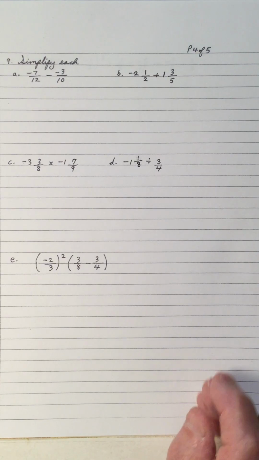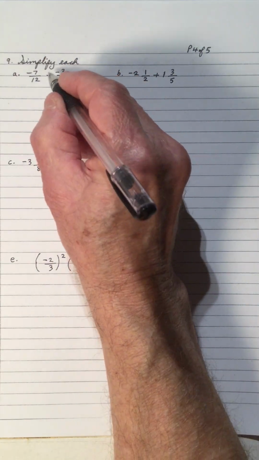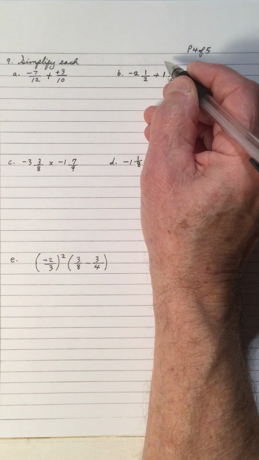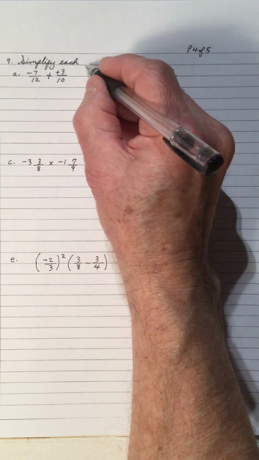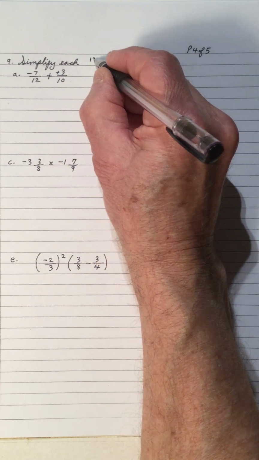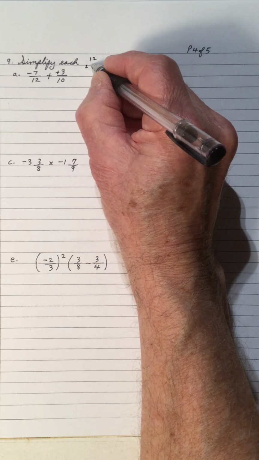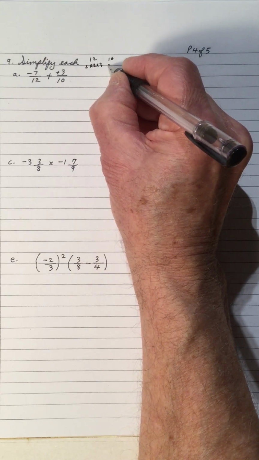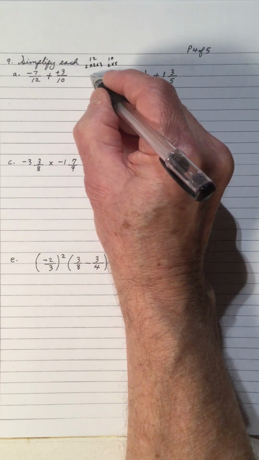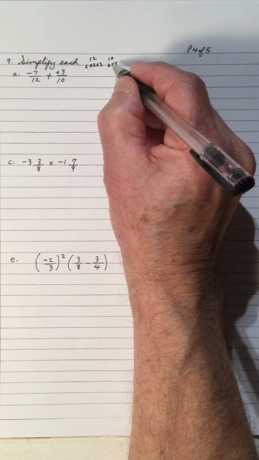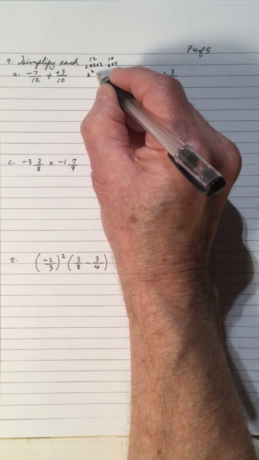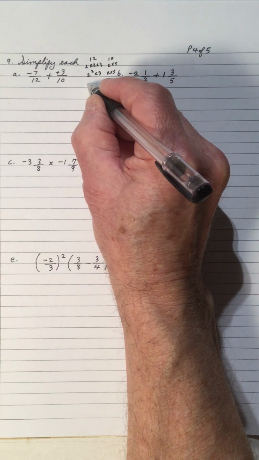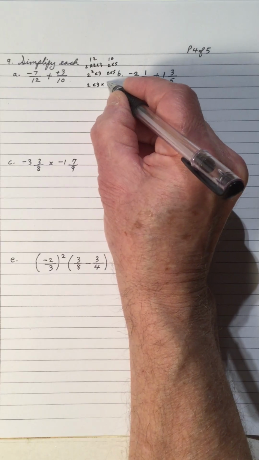Number 9, simplify each. So we have a double negative. The first thing I do with a double negative, I make it positive. Now I have a 12 and a 10. So a 12 is 2 times 6, which is 2 times 2 times 3. A 10 is 2 times 5. So I have 2 2's, a 3, and a 5. So I have 2 squared times 3, and I have 2 times 5. So I have a 2, a 3, and a 5.